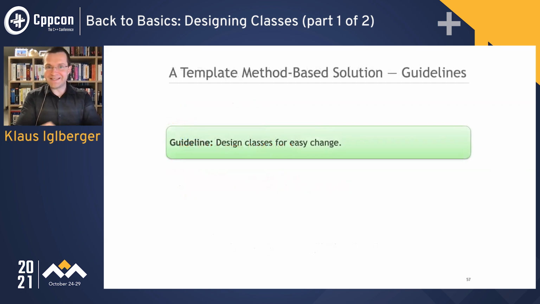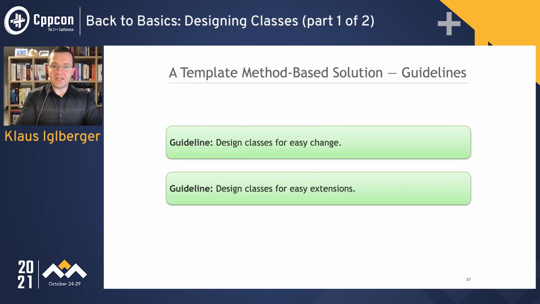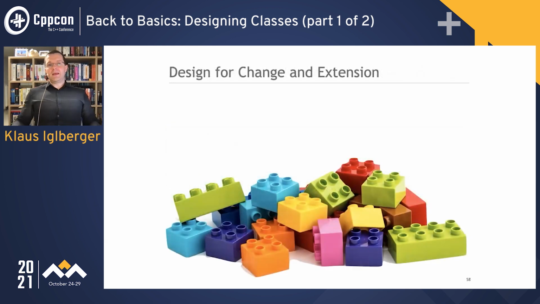So, design classes for easy change and design classes for easy extensions. And so ultimately, this is what classes should look like. I know, colorful, playful, but the point is, of course, that you can put these things together virtually arbitrarily. Indeed, it is kind of easy to change things. It is kind of easy to add something new to that. I know, the mental image is just too tempting. I kind of like that.